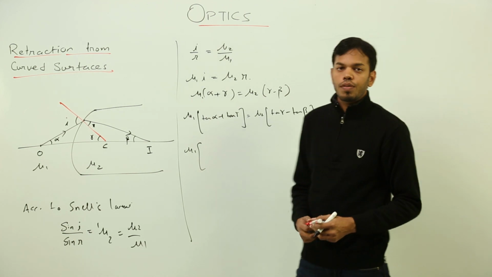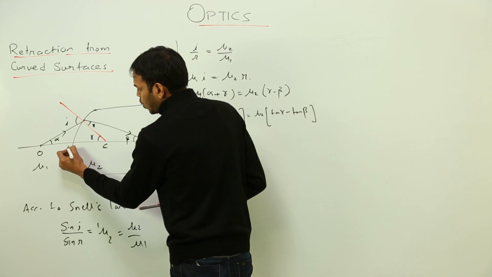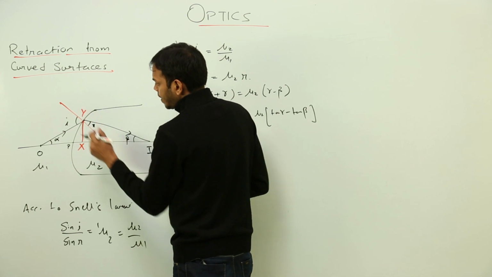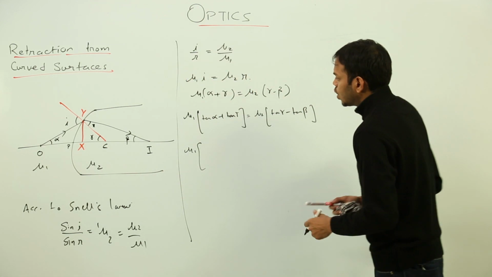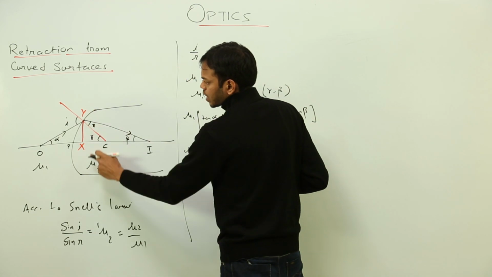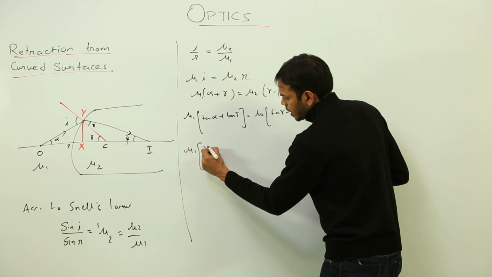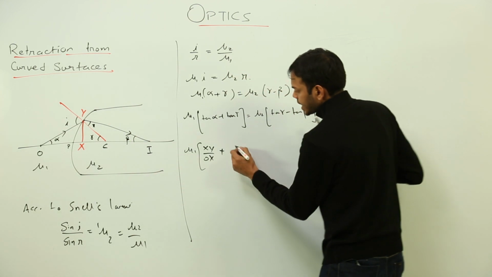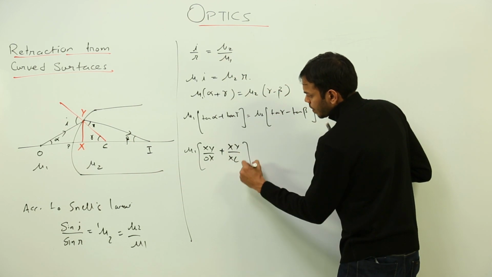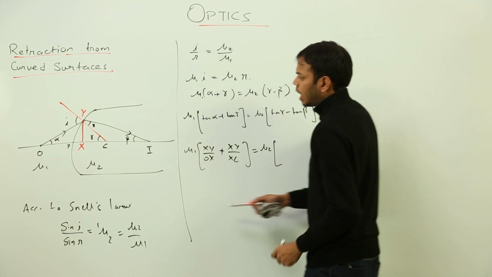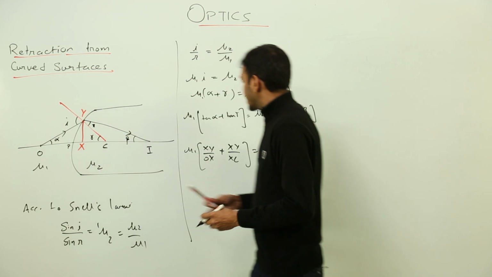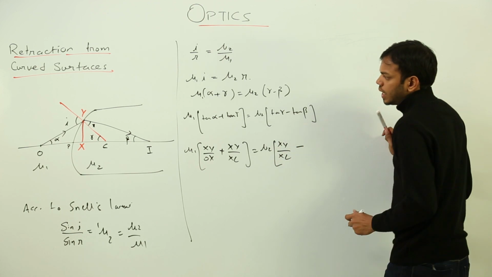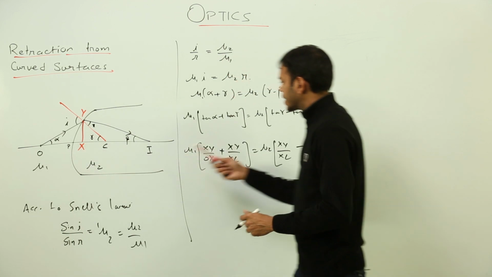Now, what is tan alpha? I have to write it in terms of height and base. This is the pole. I have to draw a height. Let us say this is the height, XY. So instead of tan alpha, I can write XY upon OX, plus tan gamma, which is XY upon XC, is equal to mu 2 times tan gamma, again XY upon XC, minus tan beta. Tan beta is XY upon XI.